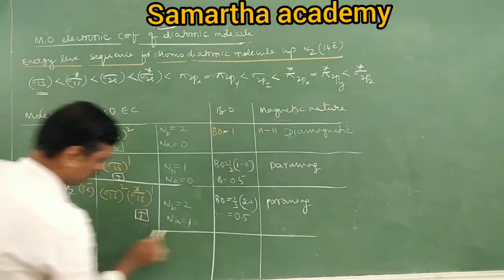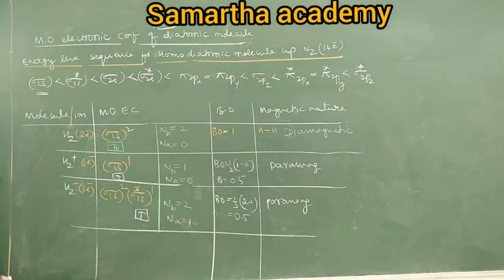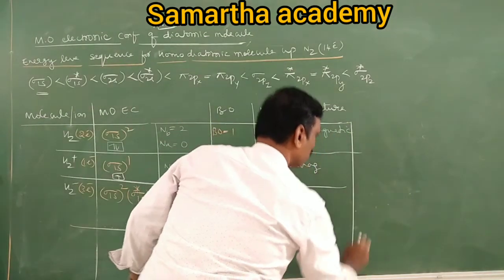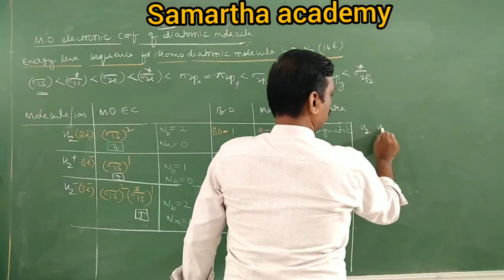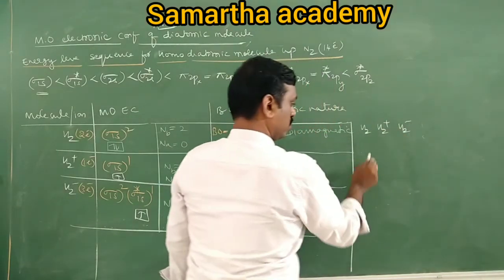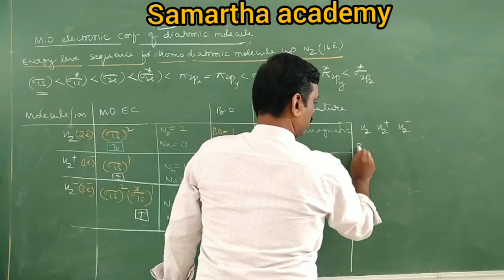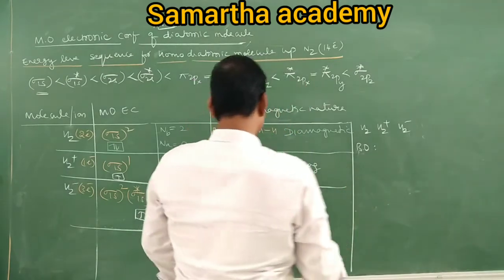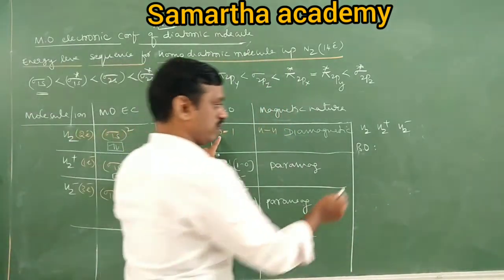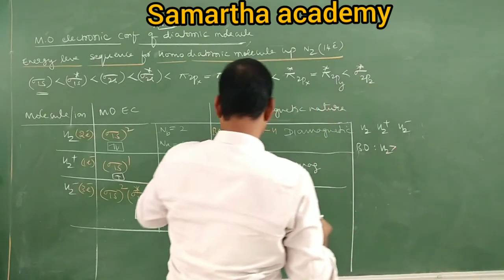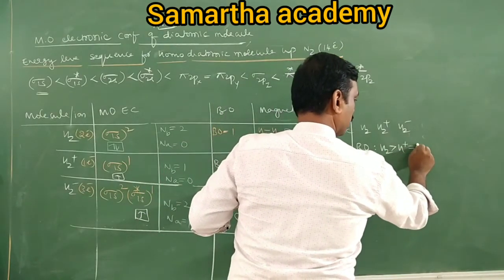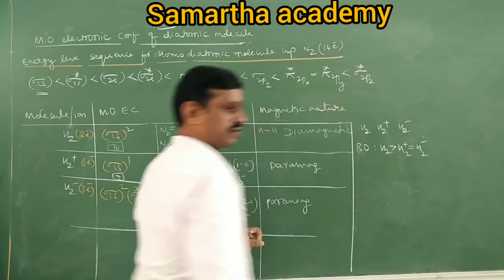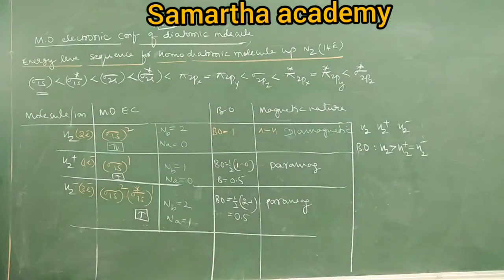Okay. Now the question is like this. H2 plus, H2 minus. What is the bond order? Tell me. H2 plus equals H2 minus. So which is more? H2 is greater. H2 is greater than H2 plus equals H2 minus. That is the order of bond order. Okay. Next. But here important is stability.